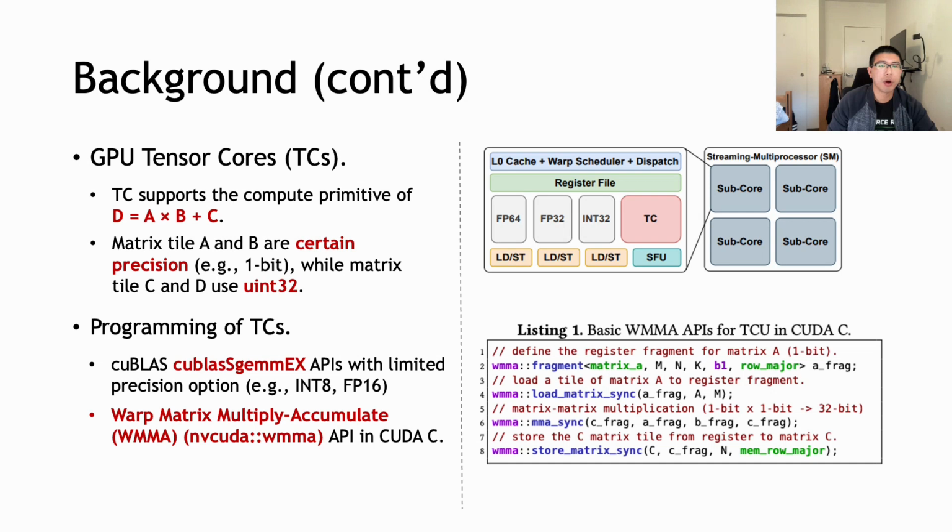On the right-hand side, we also demonstrate several basic operations provided by the WMMA APIs. The first one is to define a fragment for a matrix tile. The second API is to load the fragments from the global memory or the shared memory to the registers. The MMA sync is to conduct the operation, like matrix multiplication, on the loaded fragments. And finally, we store those fragments, which are in the registers, to the global memory.